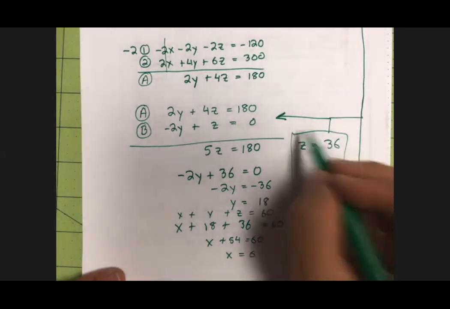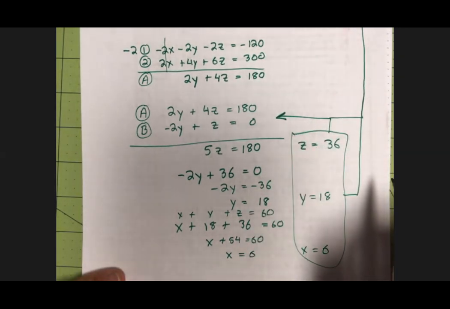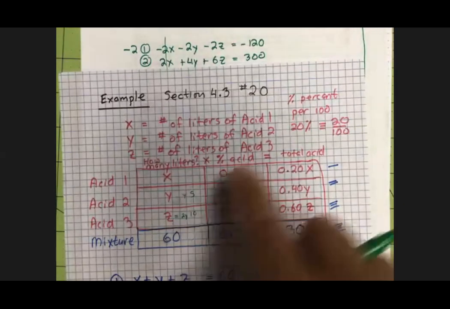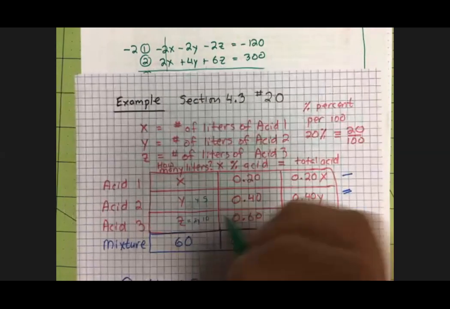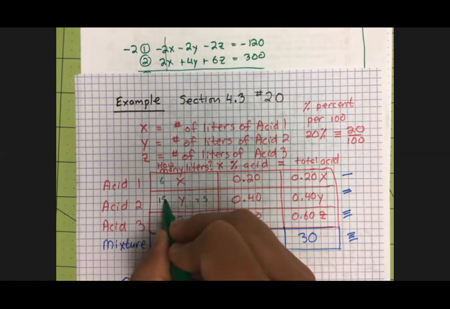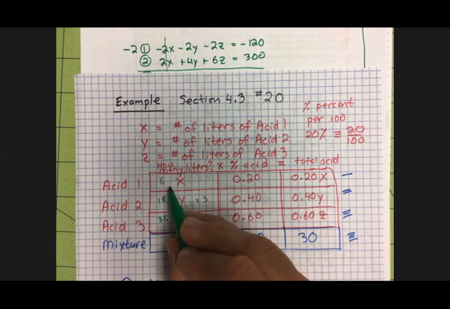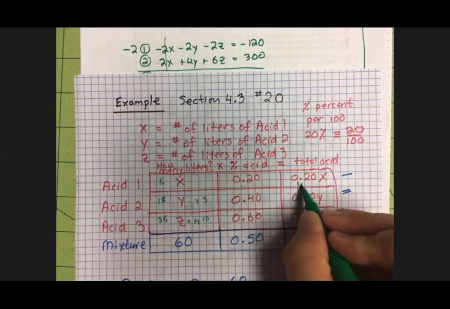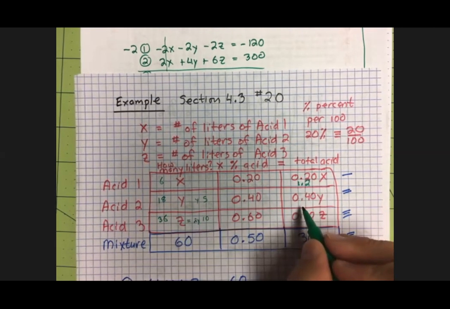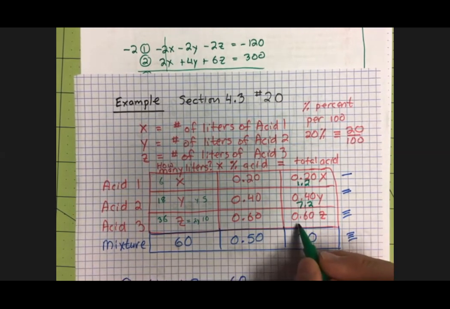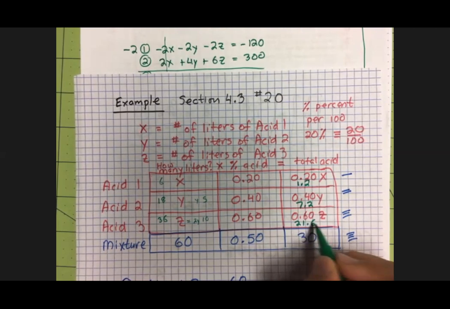Now don't just circle this and go home. Remember, we have to say the answer. So now I'm going to say the answer back here, which was 2 pages ago. You know, this is 6, and this is 18, and this is 36. By the way, 6 times 0.2 is 1.2. 18 times 0.4, oh, I gotta work this out, 7.2. 36 times 0.6 is 21.6.